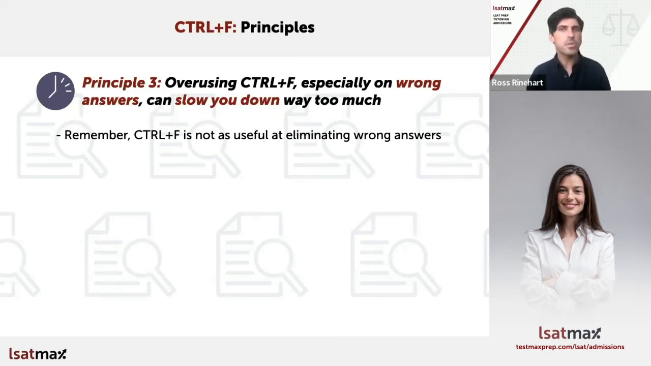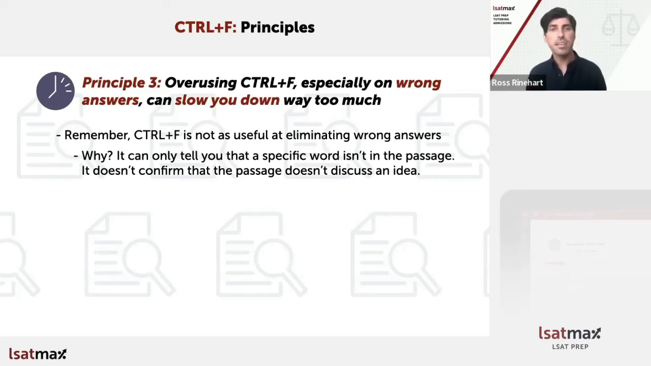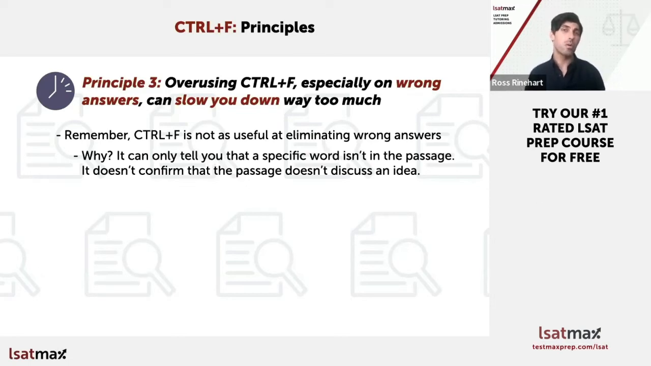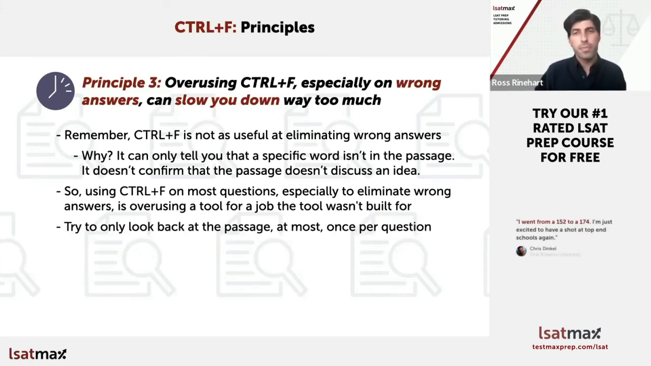Ctrl+F is not terribly useful at eliminating wrong answer choices, because Ctrl+F only tells you that a specific word isn't in the passage. If you search for transliteration and it's not in the passage, no results come up, it doesn't mean that concept didn't appear in the passage. It just means that the author didn't use that specific word. So for that reason, Ctrl+F tends to not be terribly useful at eliminating wrong answer choices. It's using a tool for the job that the tool just simply wasn't built for.